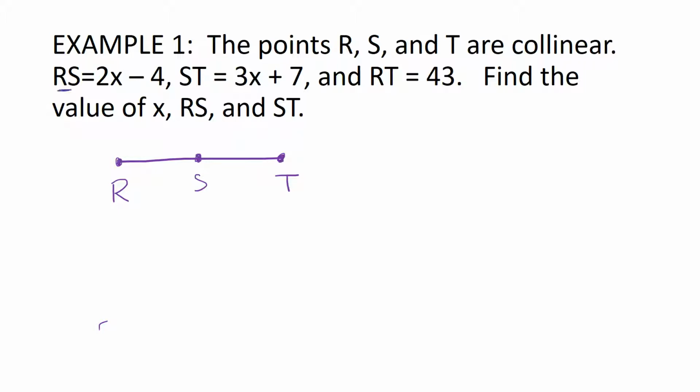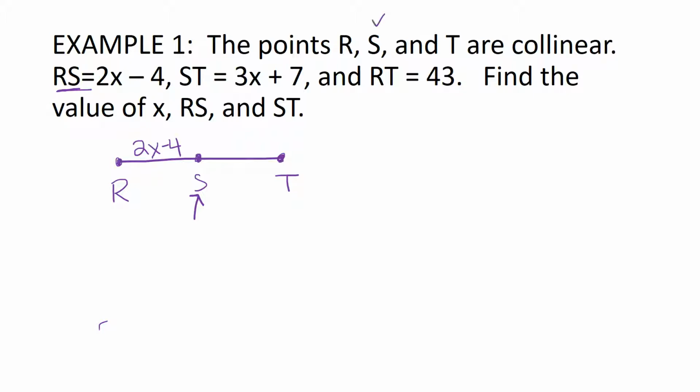So we know that RS is 2x minus 4. So I'm going to label RS 2x minus 4. Just to take a step back quick, why did I put S in the middle? Why does S have to go between R and T?